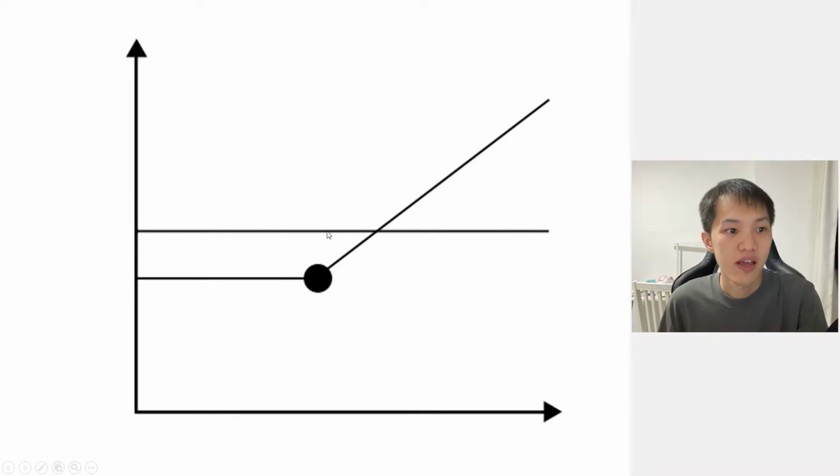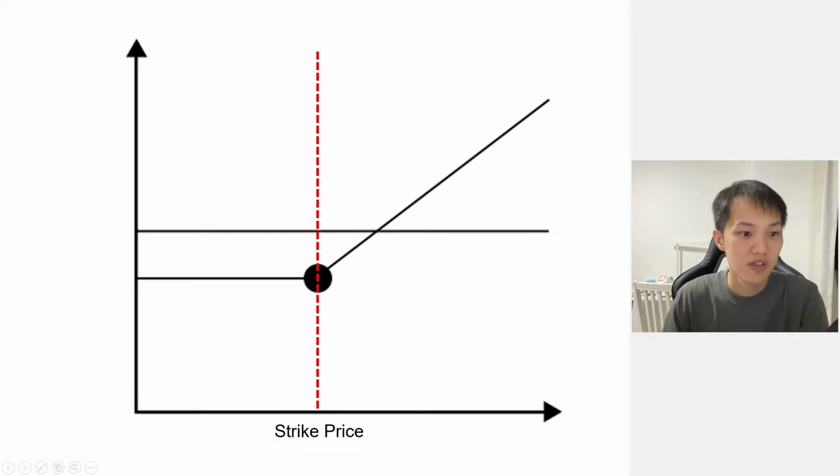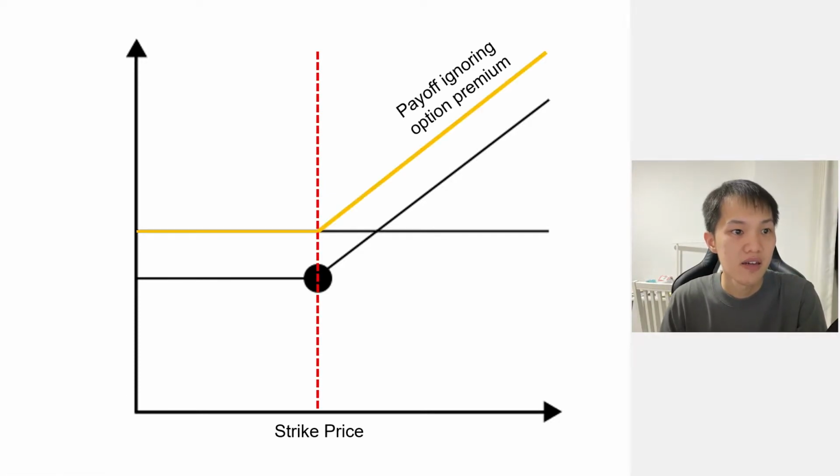Just now I mentioned that above the strike price, we will have a positive payoff, and below the strike price, we will have a payoff that is capped to a certain level. But why is this line here not here? It is a bit below here. So let's look at the details. This is the strike price.